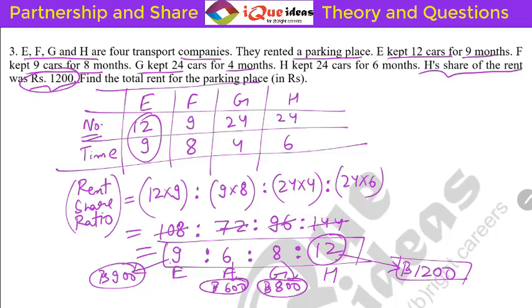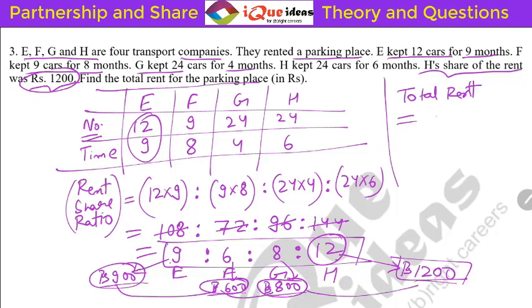Find the total rent of the parking. Simply add all of them. So the total rent of the parking will be equal to the simple sum of all of them, that is 9 plus 6, 15 plus 8, 23 plus 12, that is 3500. All right, so 3500 rupees is the total rent. Okay, so this was a good question. Now let's take up one more or a couple more questions.